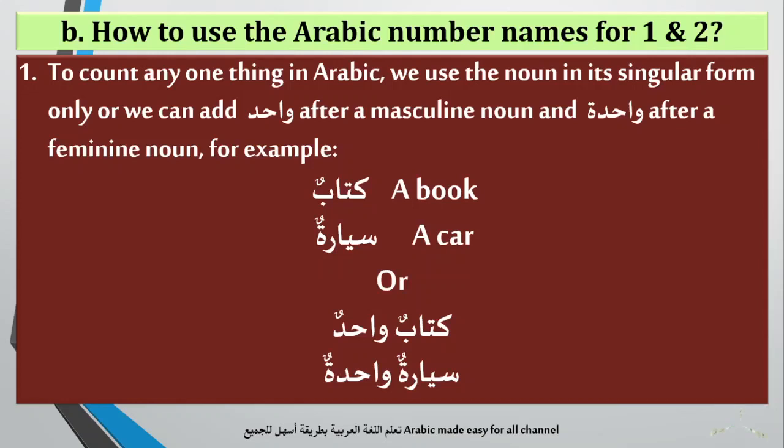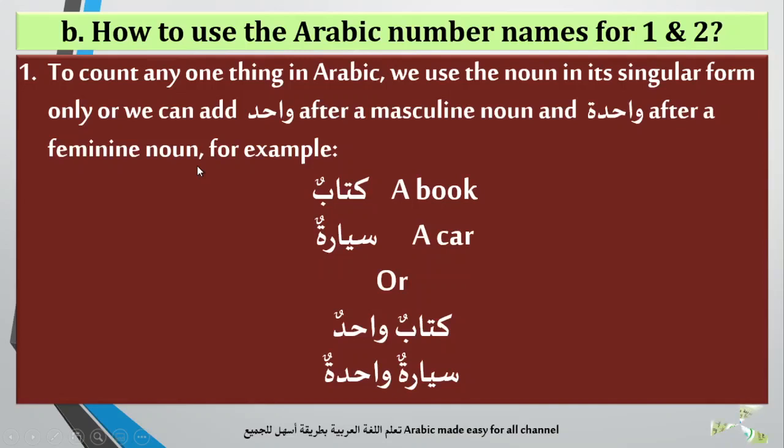So friends, to count any one thing in Arabic, we use the noun in its singular form only. Any singular noun, when you say it, will give you the meaning of a, an, one, or any. And we can use wahid, as I have given here. We can add wahid after a masculine noun and wahidatun after a feminine noun. Both methods are okay. We can use both methods.